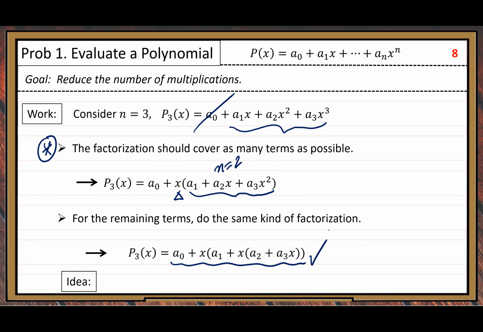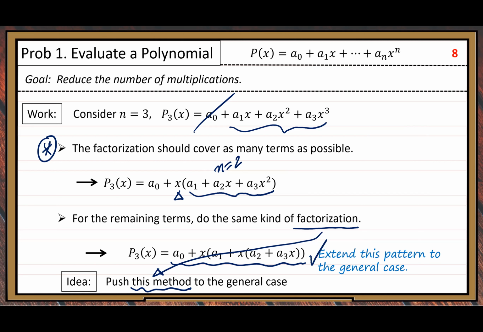When we move to our next step, going to the general case, we need to have some good idea. The summary of our experience so far is to push this method to the general case. What do you mean, this method? The factorization method. So let us extend the pattern we found here to the general case.